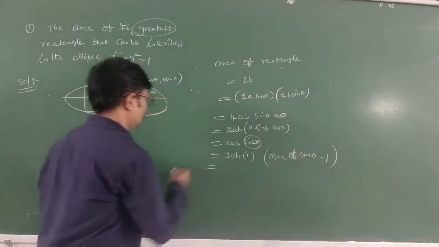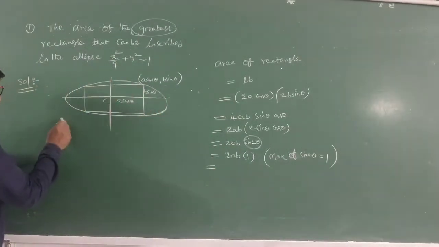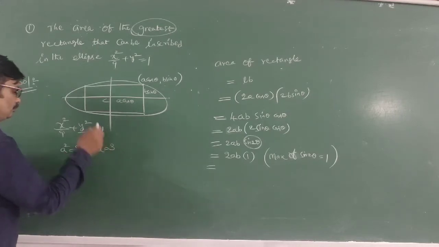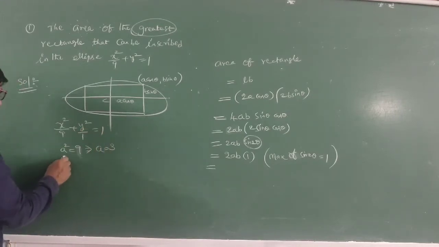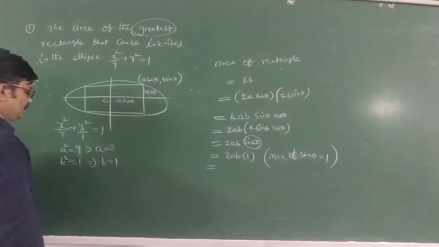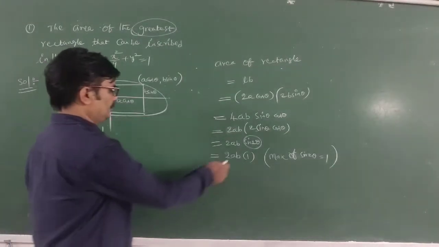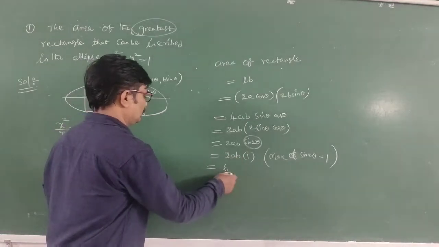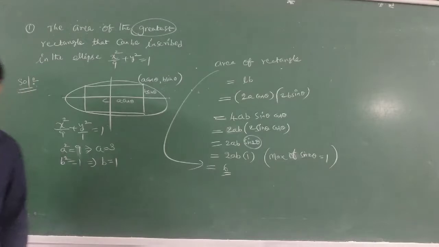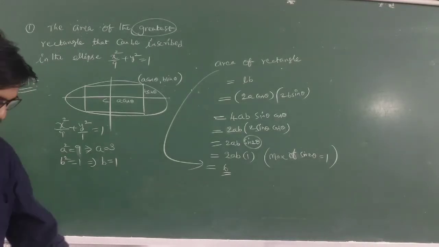So students, 2ab is there. For x square by 9 plus y square by 1 equal to 1, a square equal to 9, so a equal to 3. After that, b square equal to 1, so b is 1. My dear students, here a is 3 and b is 1, so 2ab is 6. So the maximum value is 6. Write down students.